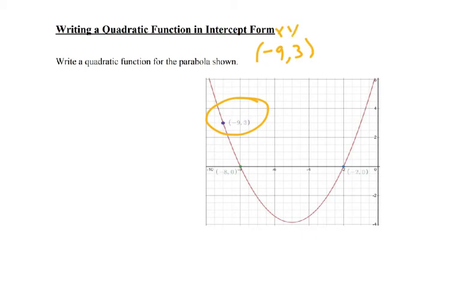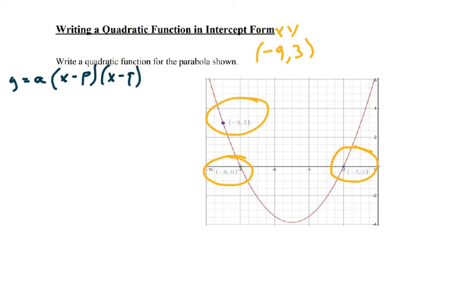We do know, wait a minute, they gave us an x-intercept, (-8, 0). That's our x-intercept. And they gave us our second x-intercept, which is (-2, 0). Well, let's talk about those 2 points here in just a moment, but let's go ahead and get the equation for intercept form down first, and then we'll see why those become very important. So our equation for intercept form is y equals a again out front, and then inside we've got x minus p times x minus q.